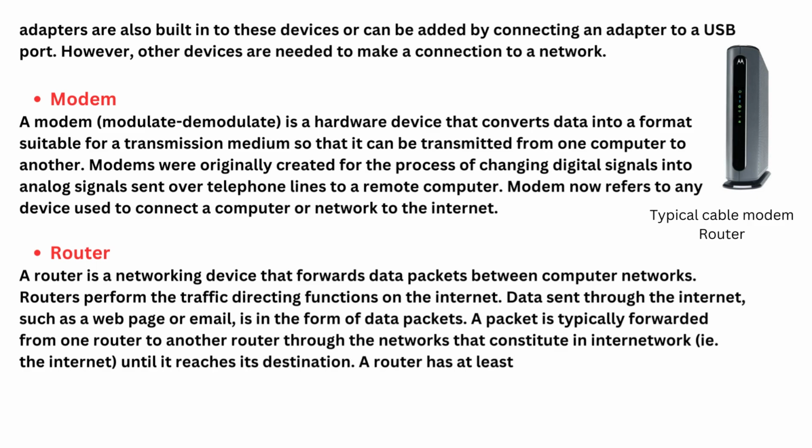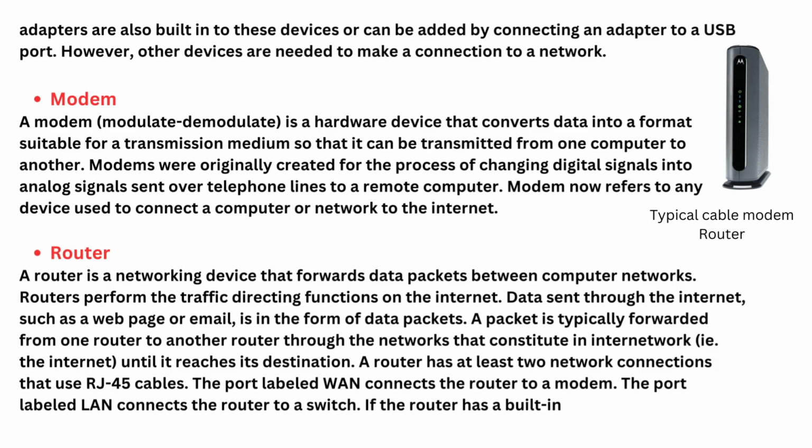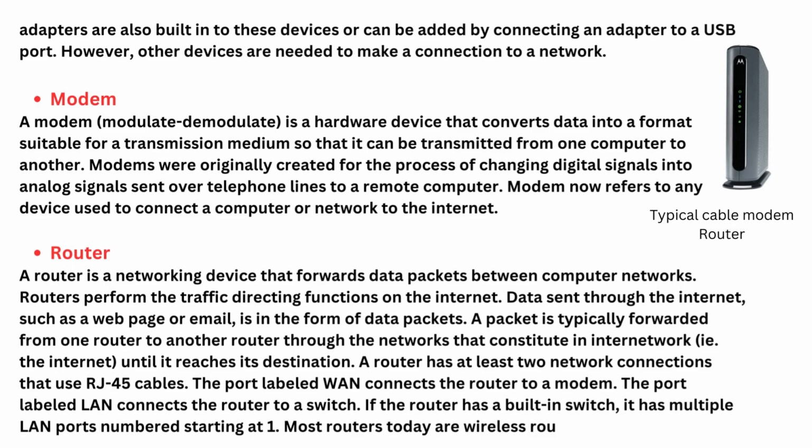A router has at least two network connections that use RJ45 cables. The port labeled WAN connects the router to a modem. The port labeled LAN connects the router to a switch. If the router has a built-in switch, it has multiple LAN ports numbered starting at 1. Most routers today are wireless routers that combine a router, a switch, and an access point.